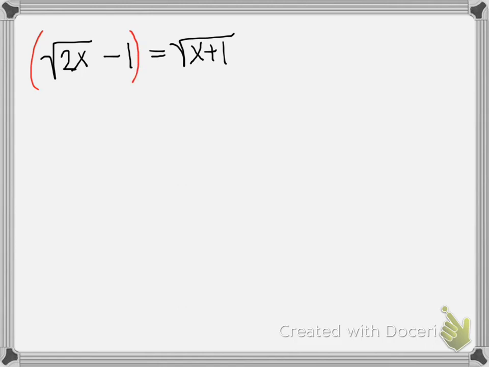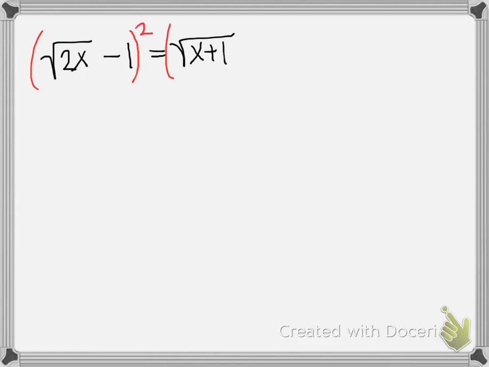So let's make it a little bit harder here. And what if you have a radical, let me see, minus 1 equals square root of x plus 1. Now all of a sudden you have your radicals on both sides. And so the only option it gives you then is to square both sides.